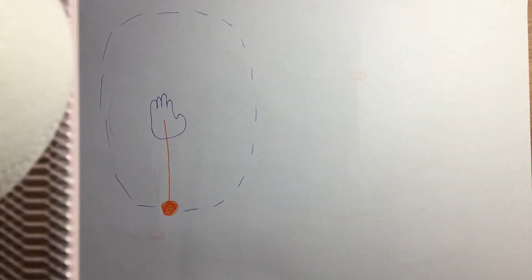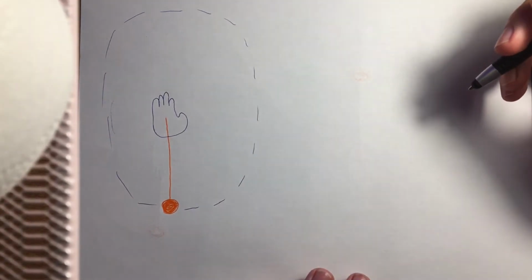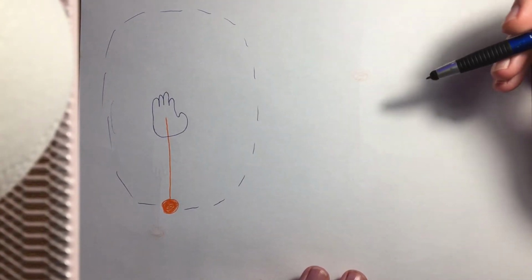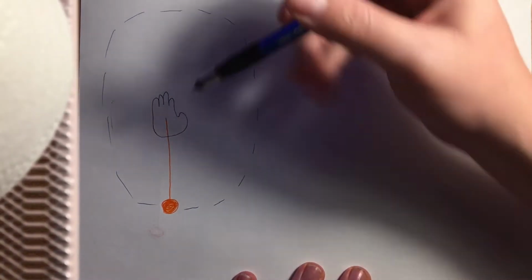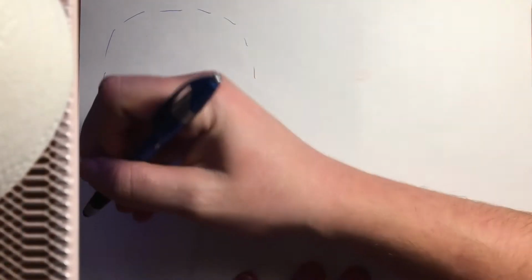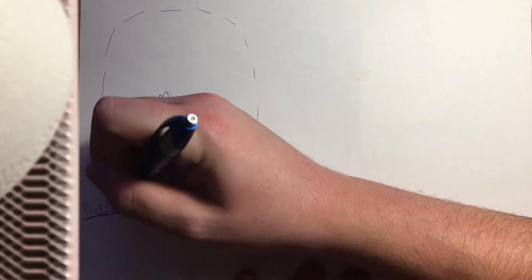Alright, hello everyone. So today we're going to be talking about vertical circles, okay? Last week, we did all horizontal circles. Now we're going to talk about vertical circles. So if you imagine a situation like this, right here, we would be at the bottom of a vertical circle.